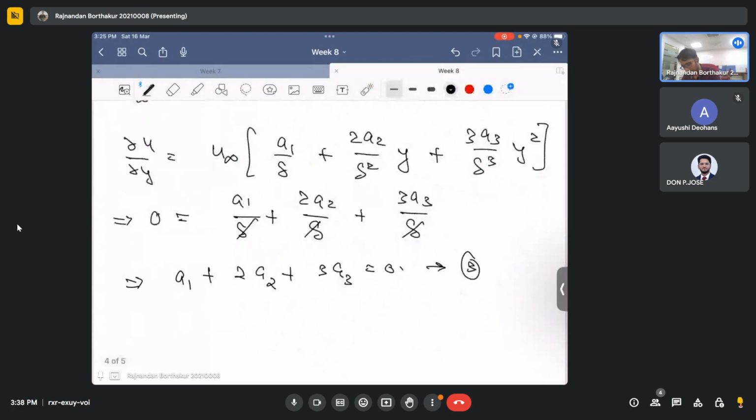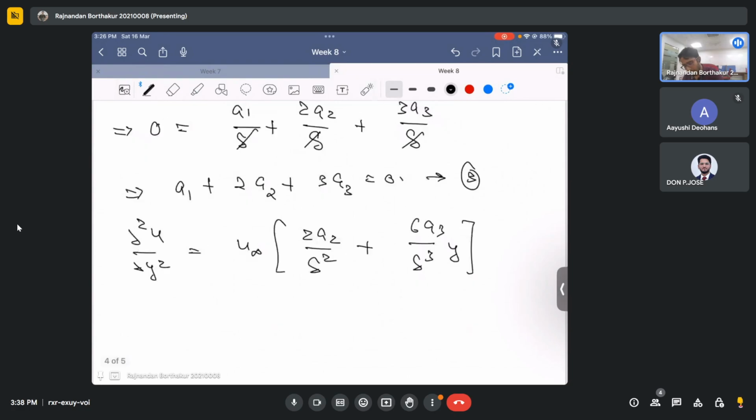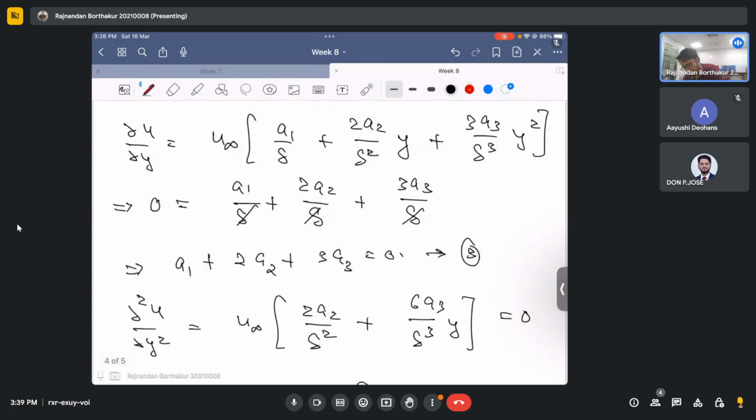The second derivative is nothing but del square u by del y square. This means we get u infinity times 2a2 by delta squared plus 6a3 by delta cube into y, precisely. And this evaluated at y equal to 0 is 0, which means I have a2 equal to 0. Okay, this is the fourth boundary condition, so this a2 is basically 0.